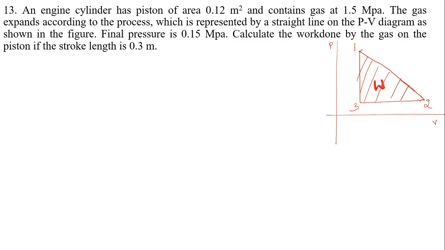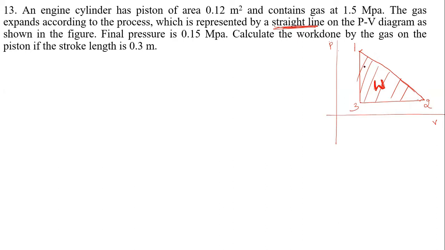Final pressure is 0.15 megapascal, and calculate the work done by the gas on the piston if the stroke length is 0.3 meter. Now this is a typical problem, and they have said one particular word, that is straight line. Make a note of this. In the PV diagram, 1 to 2 is a straight line, 2 to 3 is a straight line, and 3 to 1 is a straight line.